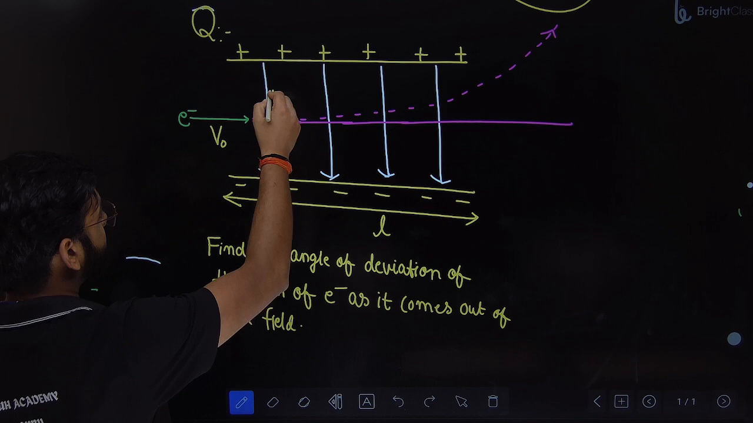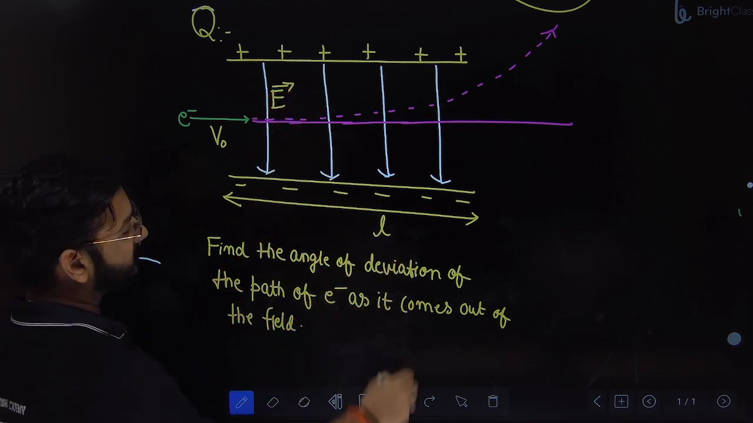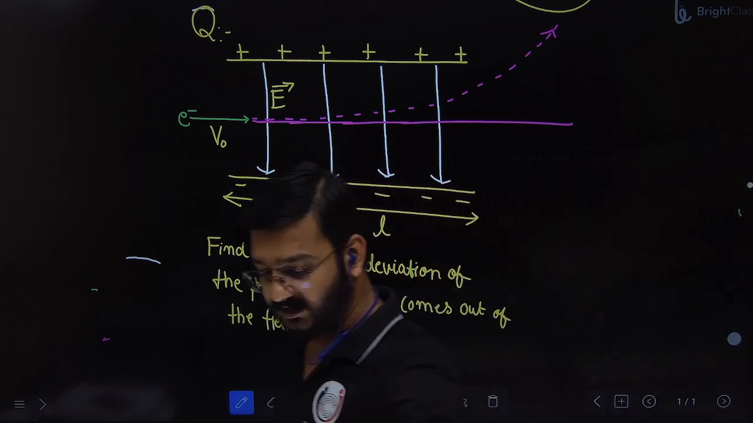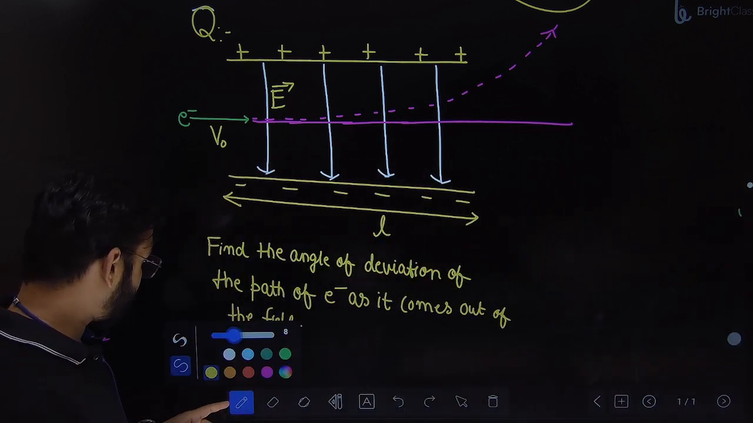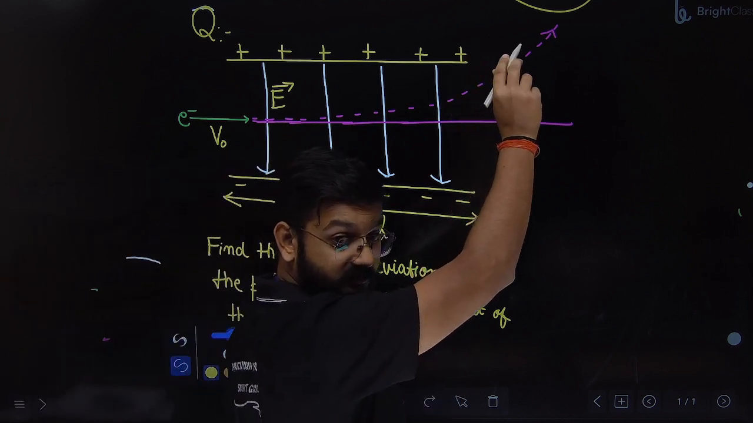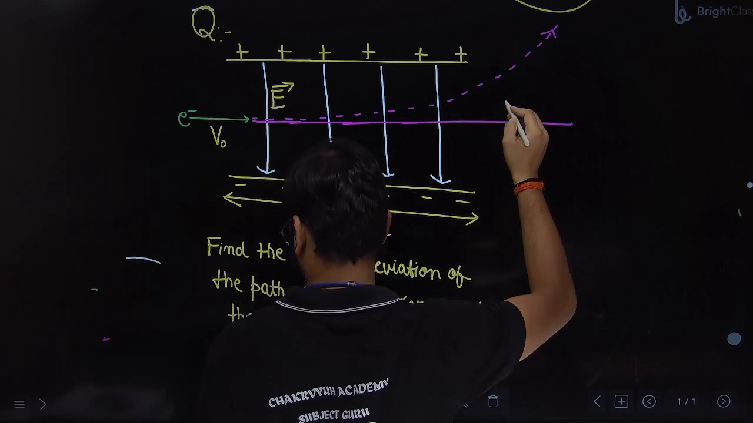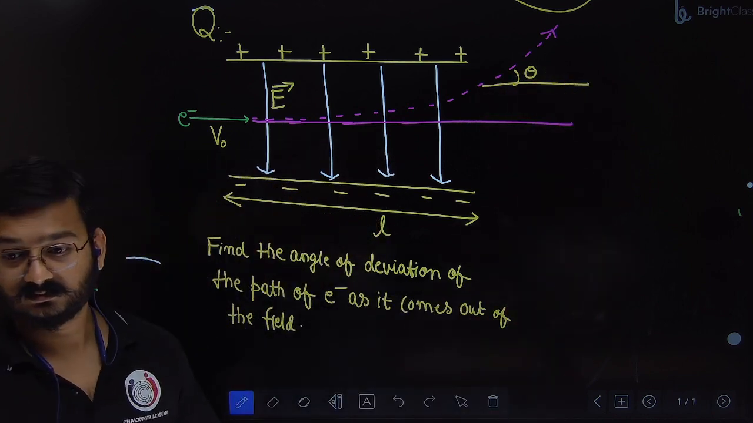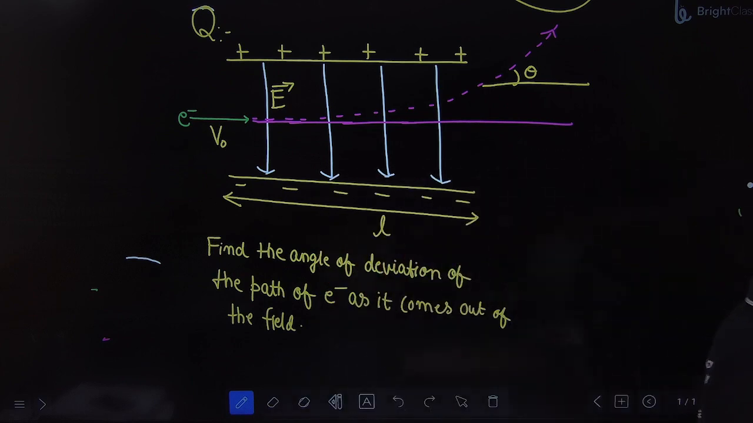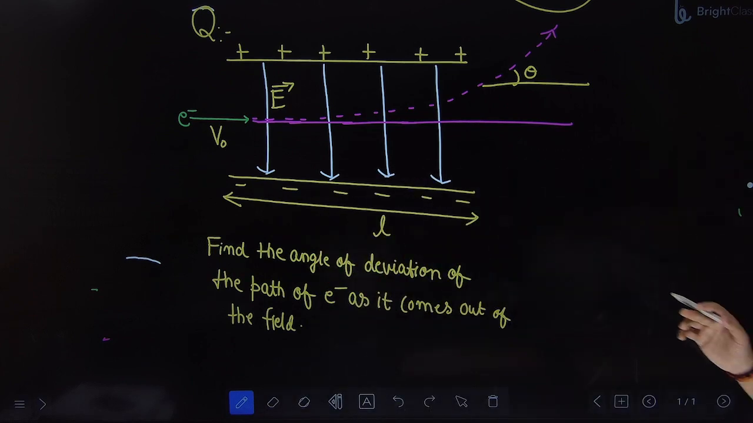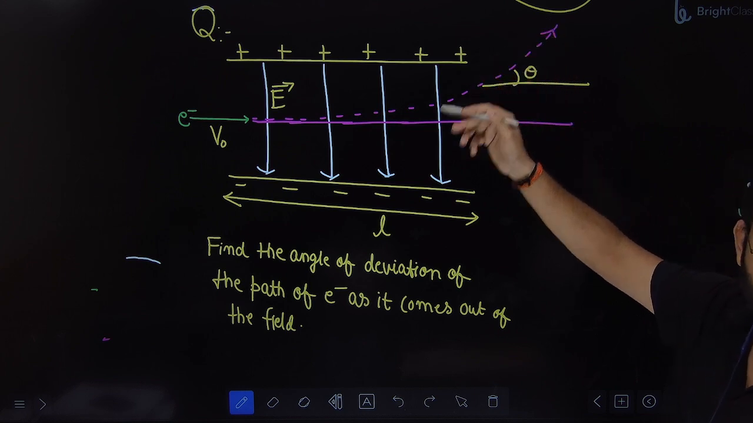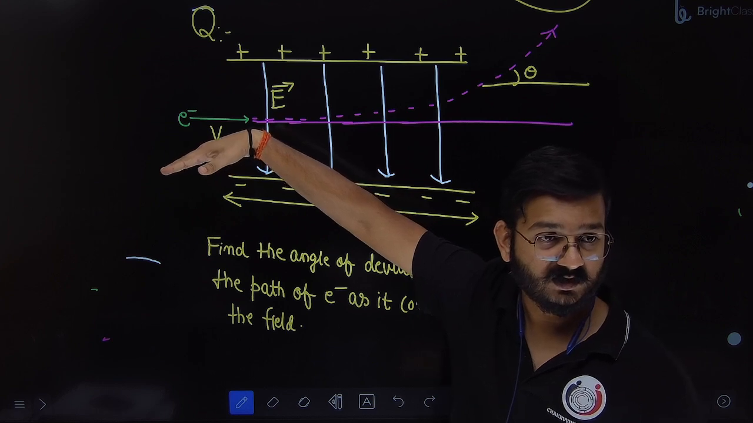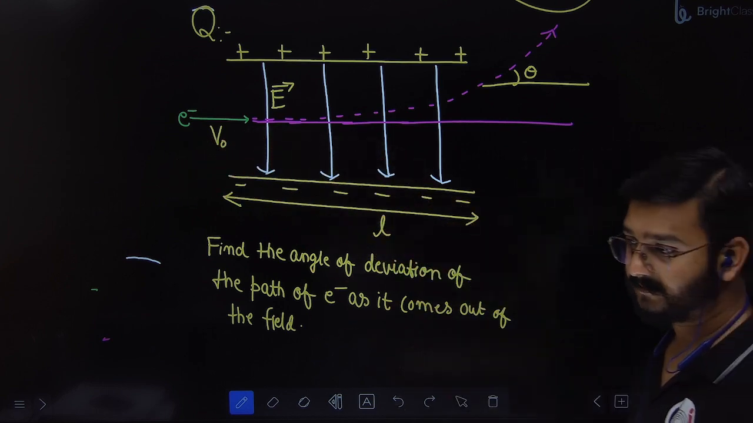Electric field strength is E, length is L, initial velocity V naught. Okay. I want you guys to try this. If you are still thinking what is theta here, when it comes out, draw the horizontal line. This angle has been asked. These things are not mentioned in the question. You have to think the moment it leaves, what is the angle of deviation? You will measure the angle of deviation with what? Horizontal line, right? Because initial direction of motion was what? Horizontal.